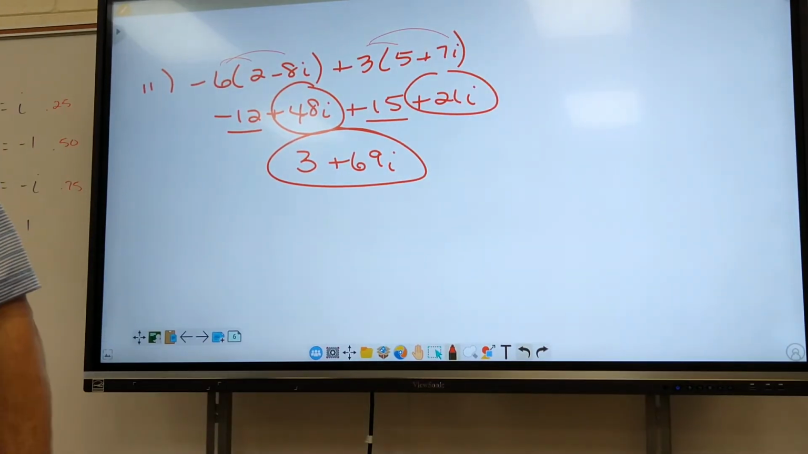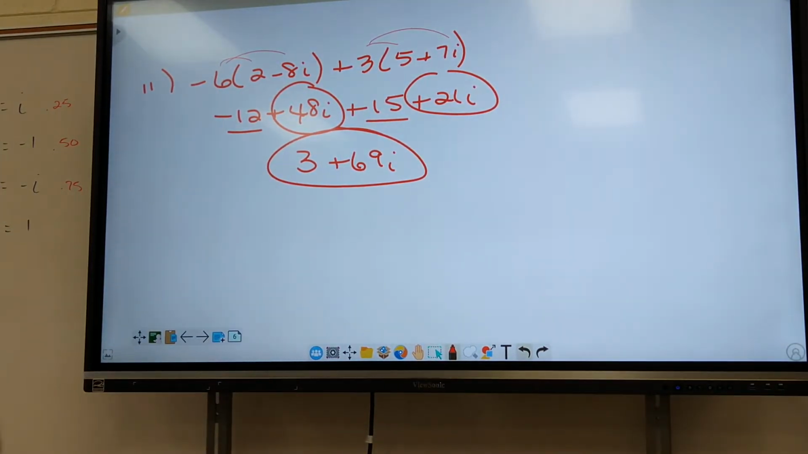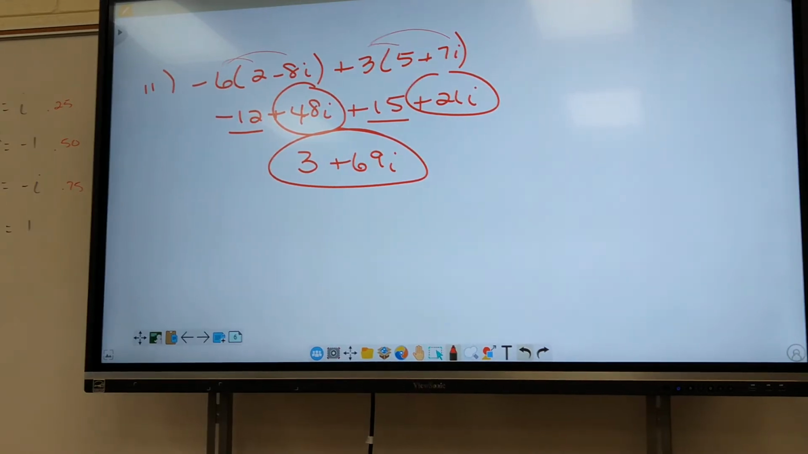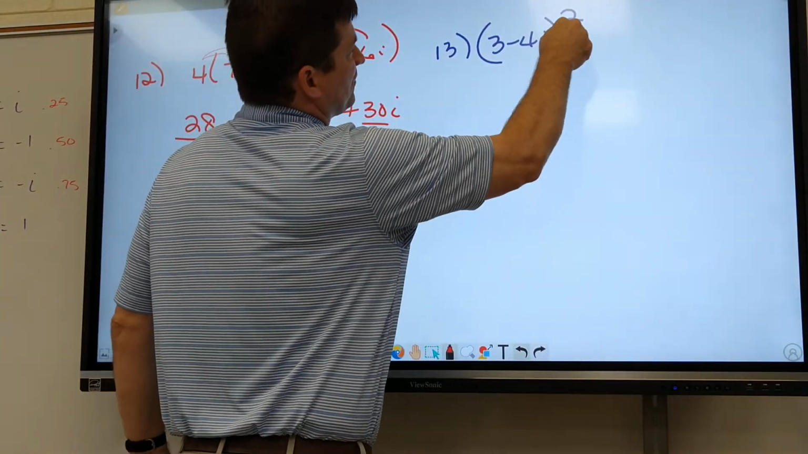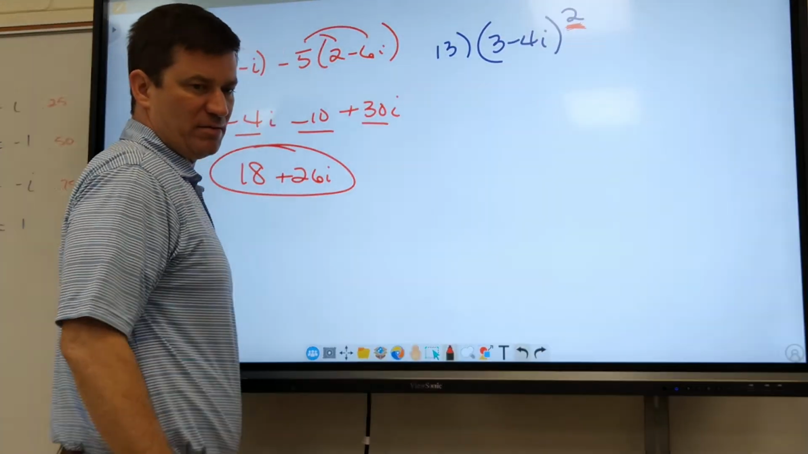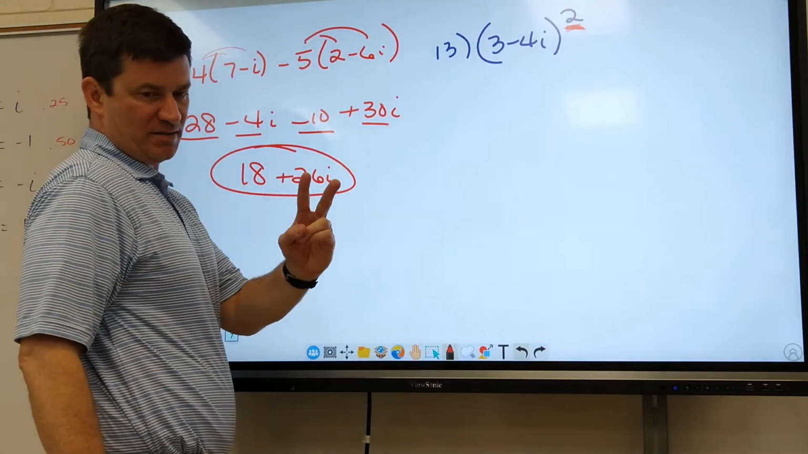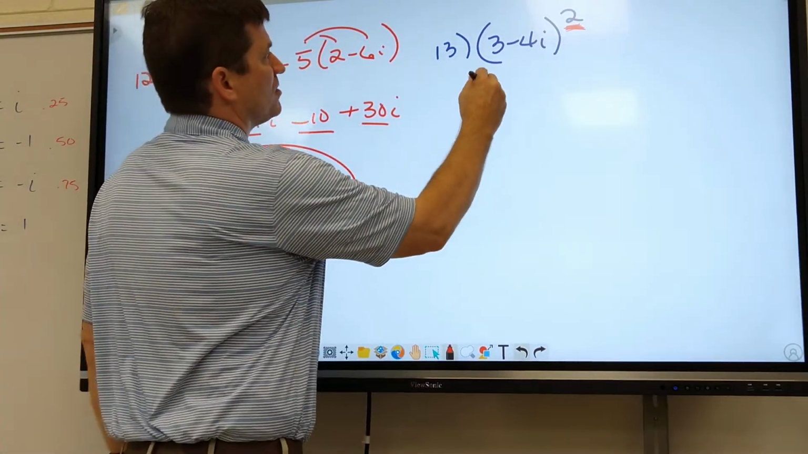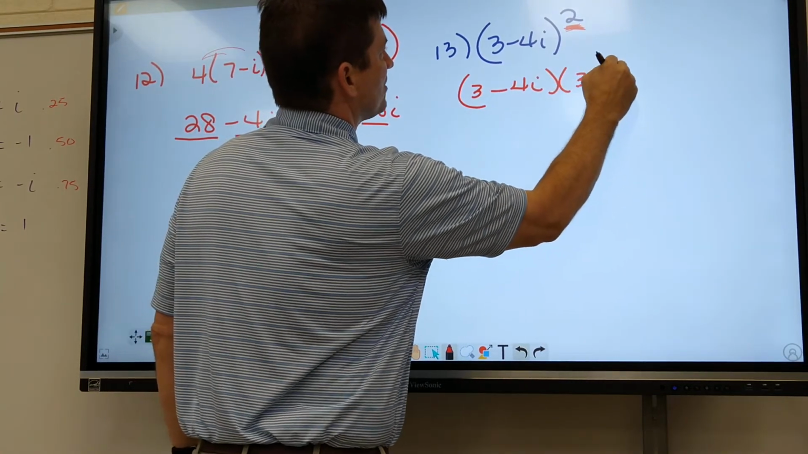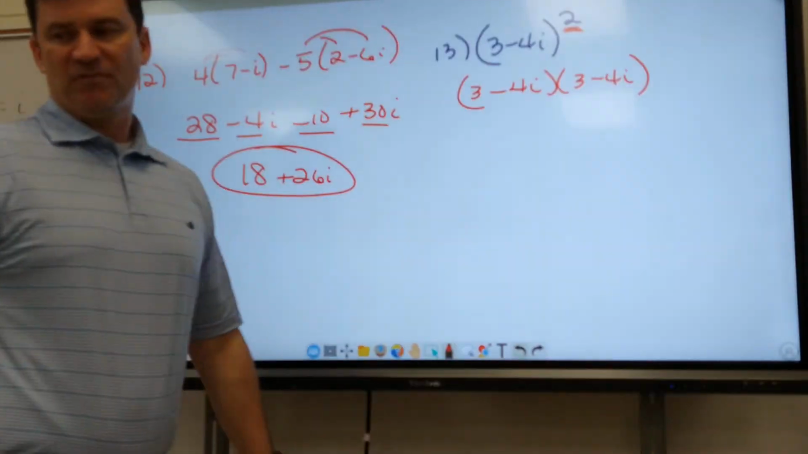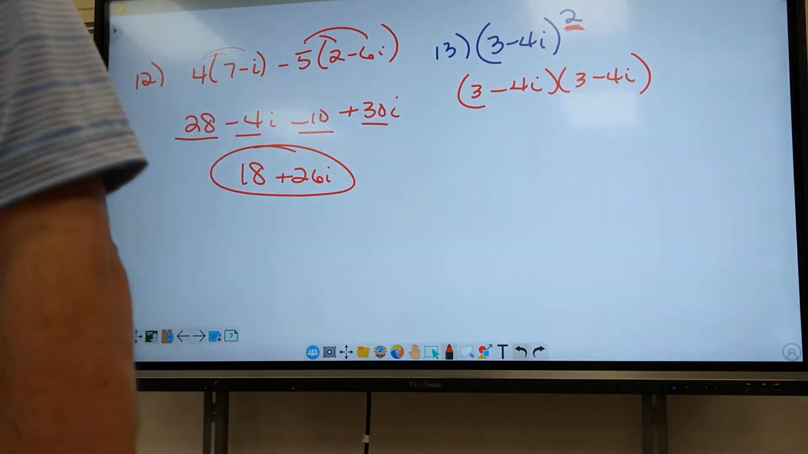All right, y'all do 12 the same way. Nothing different about 12. So quickly do 12, and then we'll do 13 and 14. It's got a square. You guys remember what you have to do when something's being squared? You got to write it twice. You got to foil it out. So we got to write 3 minus 4i times 3 minus 4i. All right, try to foil that out and see what you get before I show it to you.